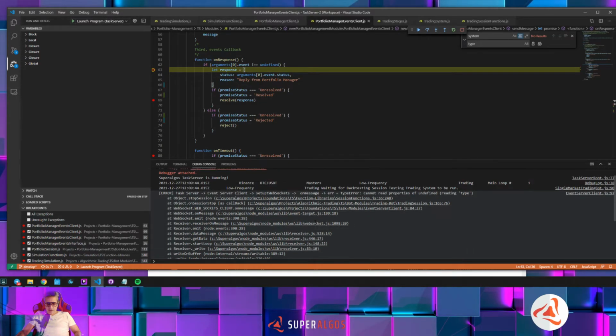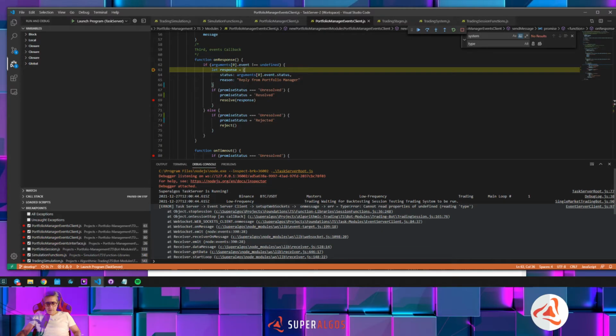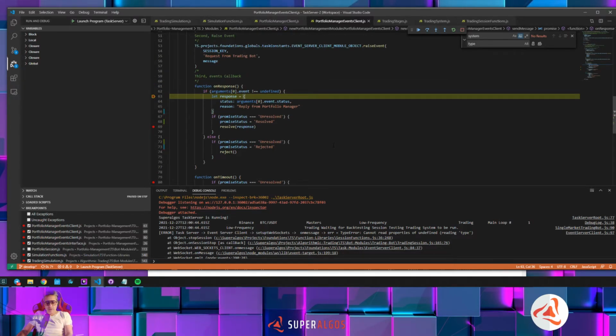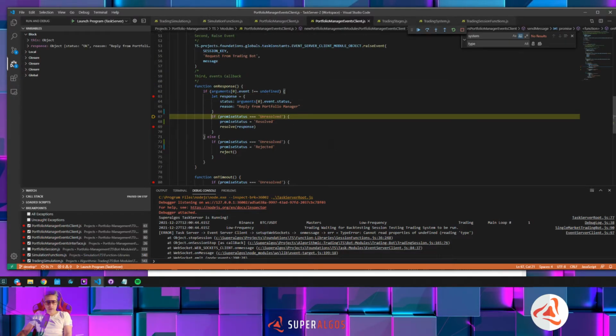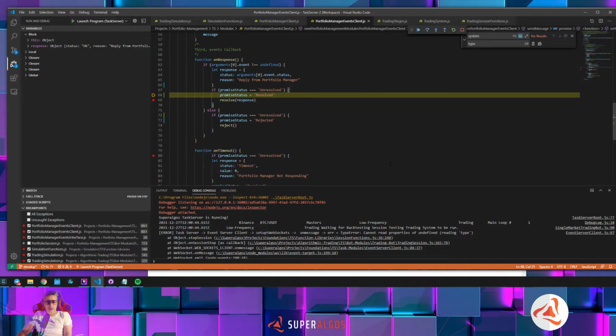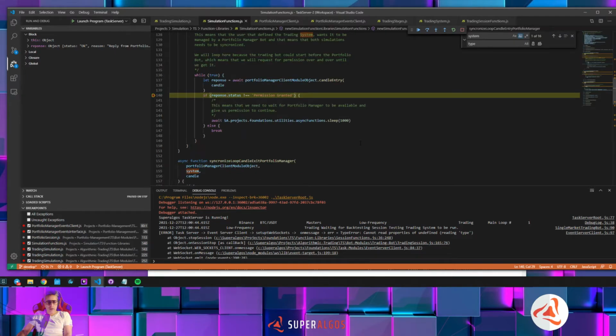there's something strange here. Maybe when we hit stop session, there was some bug there. Okay, so on response, promise is unresolved. Then we will let it go. Response status is okay. Okay, it's not permission granted, but okay.